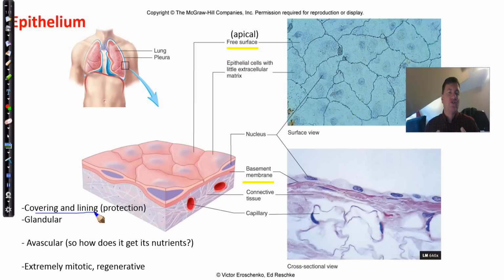It's going to cover our surfaces inside and out. It's going to cover, of course, our skin. It's also going to cover inside our nose, inside our mouth, inside reproductive organs, inside our digestive system.